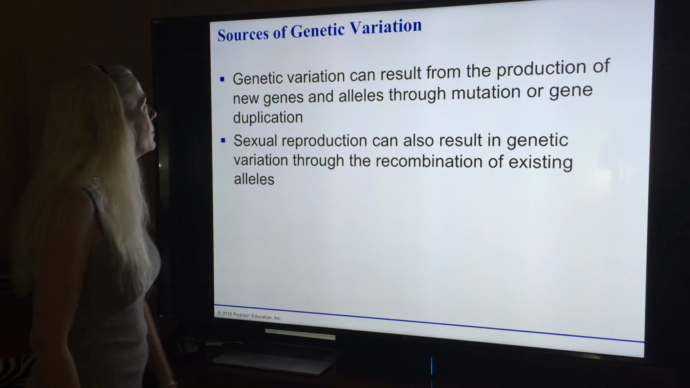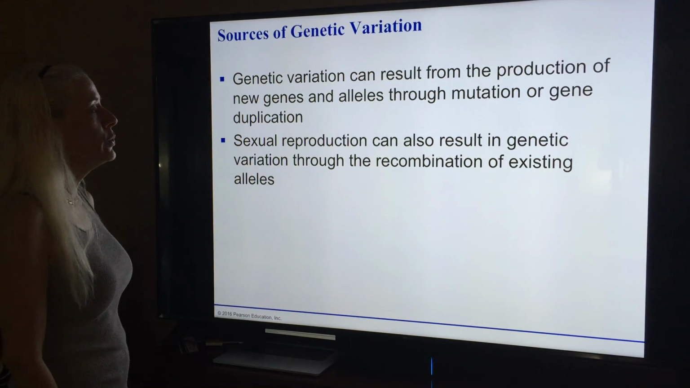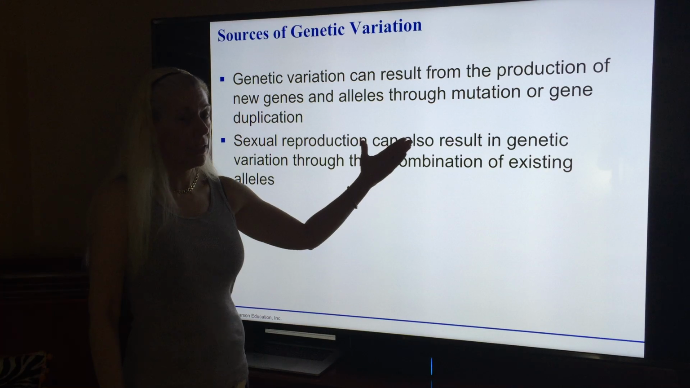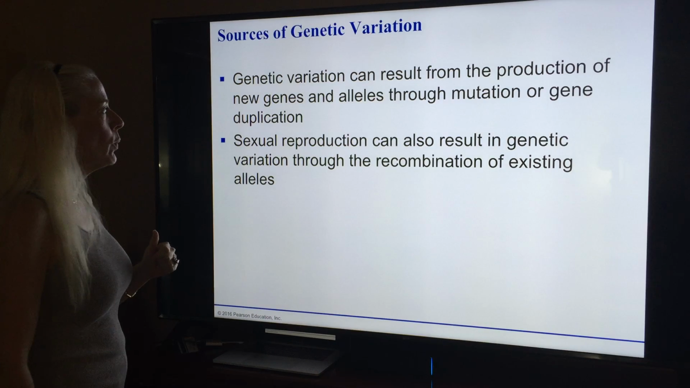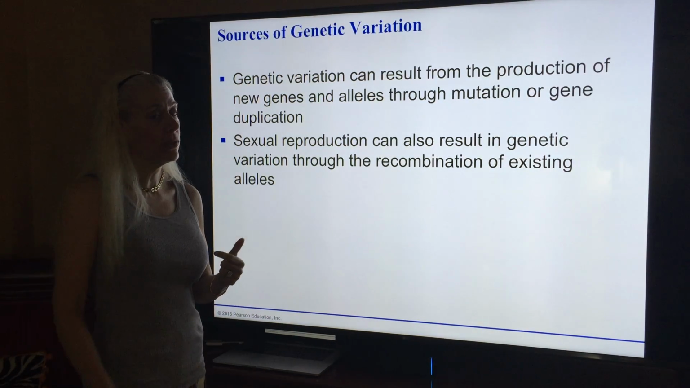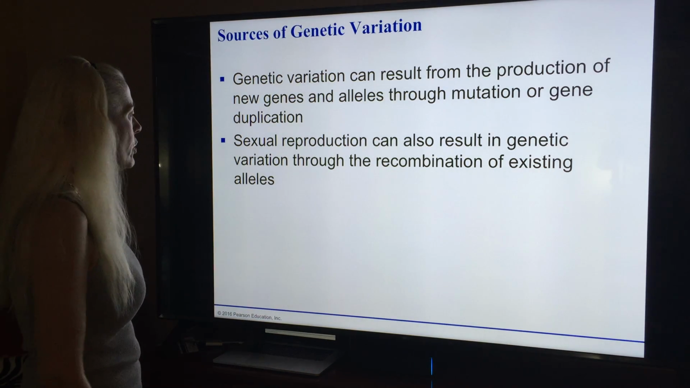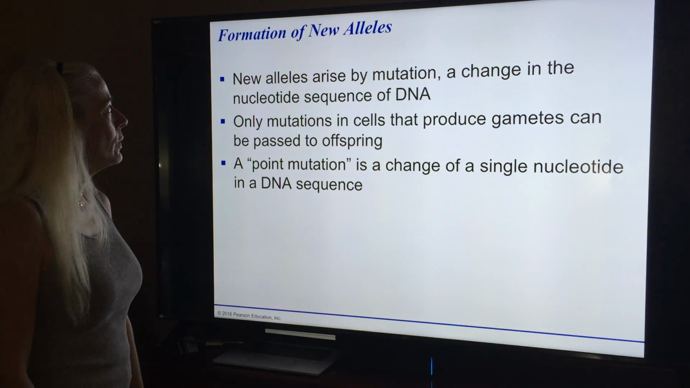Okay. So, sources of genetic variation can result from the production of new genes and alleles through mutation, the original source, or gene duplication. Sexual reproduction, meiosis. Go back, learn meiosis. If you didn't get it the first time, please make sure you go back and check that. It also results in genetic variation through the recombination of existing alleles.